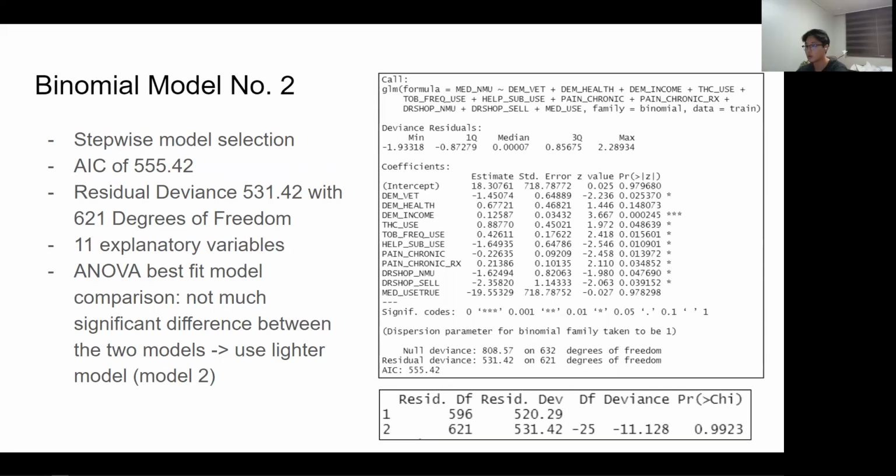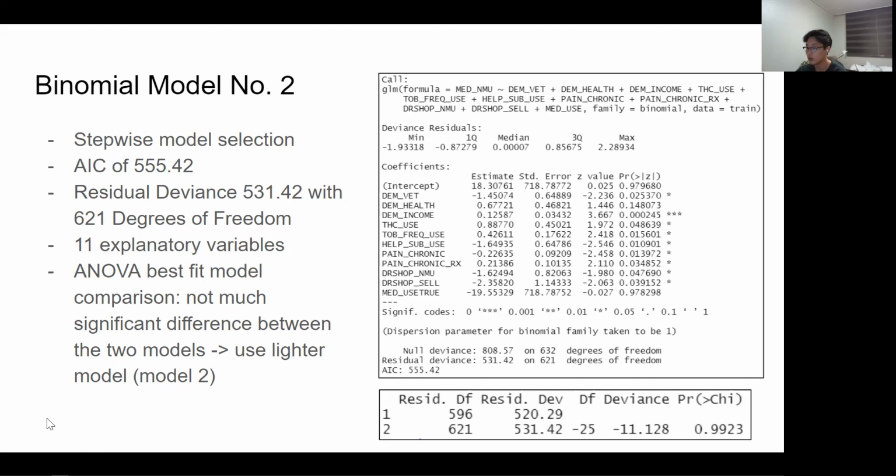For our second binomial model, we used stepwise model selection. The new model had the AIC of 555.42 and the residual deviance of 531.42 with 621 degrees of freedom. There were 11 explanatory variables, including veteran's status, healthcare profession, income level, THC use, tobacco use, help for substance abuse, chronic pain, opioid prescription for chronic pain treatment, history of ever attempting to get a prescription from a physician for a medication without need but with intention to sell, and medical use.